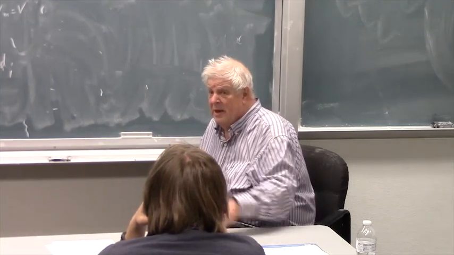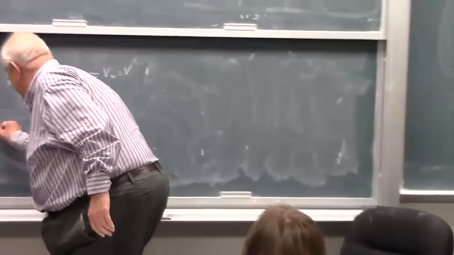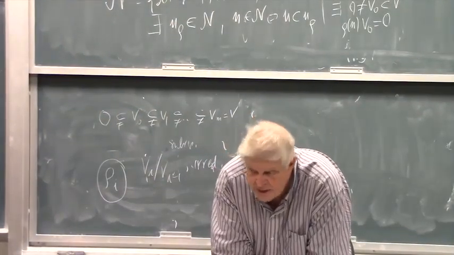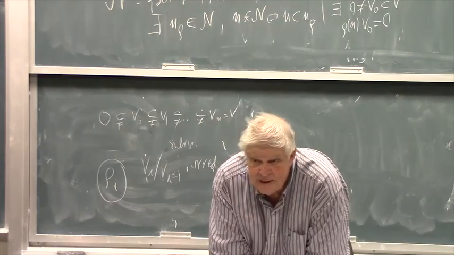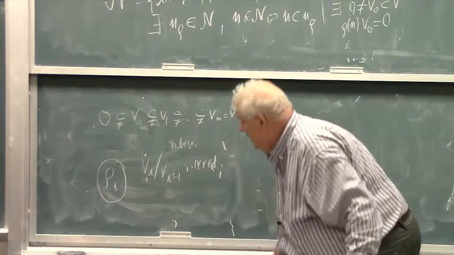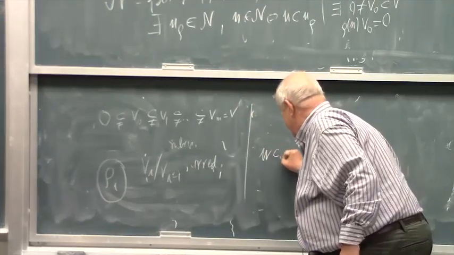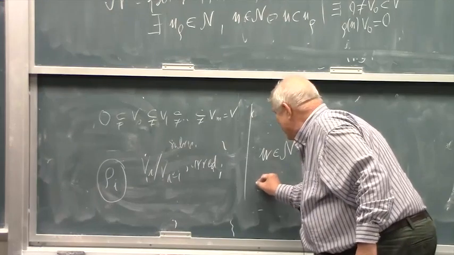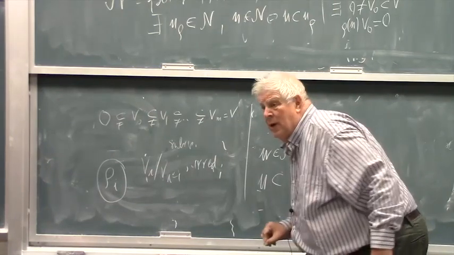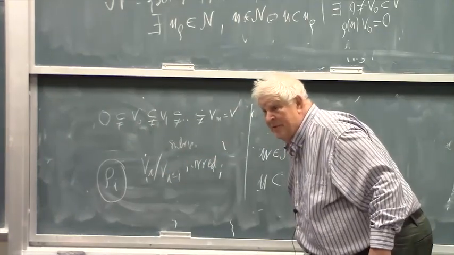So there is rho i here, which is irreducible. So this is induced by rho. I take rho, I restrict it to Vi, and I factorize over Vi minus 1. From this it follows that n, certainly, is contained in the kernel of every rho i, because this is a representation, so my previous construction says this.